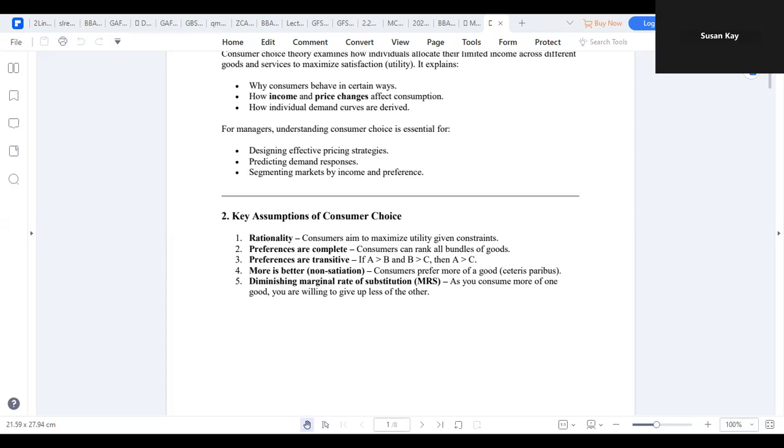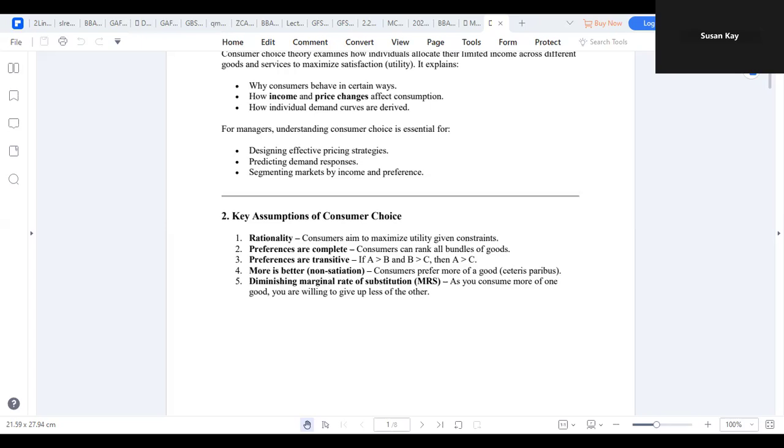The second assumption is that of preferences, that these preferences are complete. For any two bundles of goods, a consumer can say whether they prefer one or the other or they're indifferent. For instance, if we have two apples and one banana, you can have one apple and two bananas. So the consumer can rank them in that order.